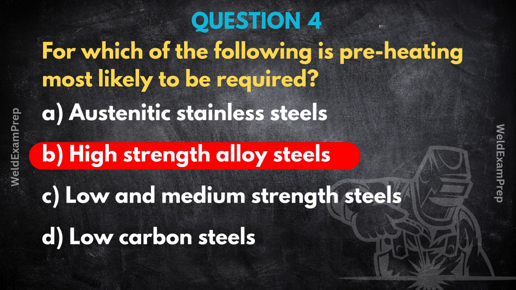So the choice is clear. High-strength alloy steel means a high risk of cracking. Which means preheating is almost certainly going to be mandatory to control that cooling process. And that wraps up our deep dive through these four core concepts. We didn't just find the right letters, we really cemented the why behind them. Let's do a quick review of that inspector's checklist we just built.